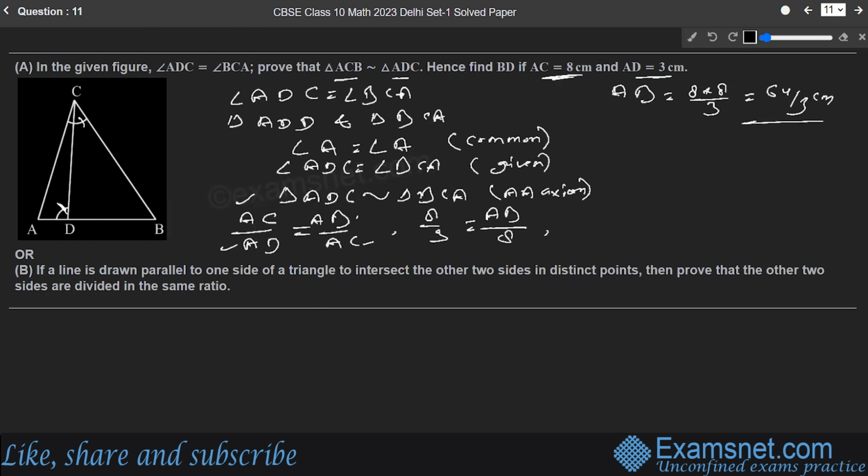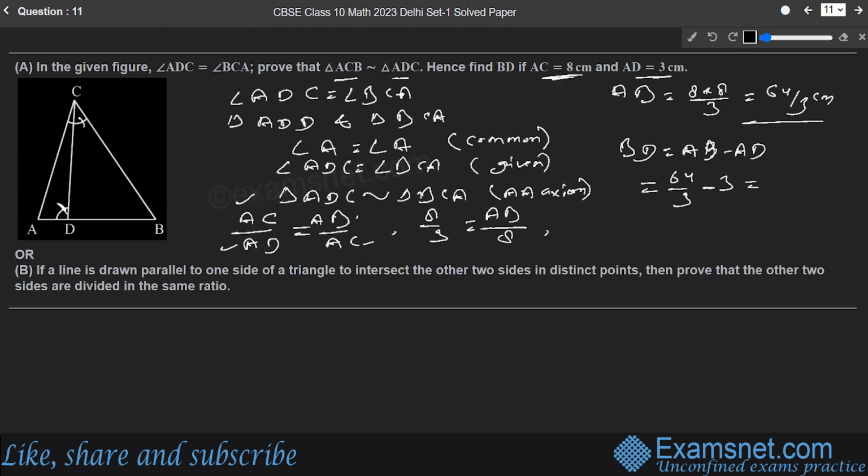Now, if you see the figure, how will you calculate BD? BD can be calculated by AB minus AD, because AB is the sum of BD and AD only. So BD can be calculated by AB minus AD. So we have the AB value now, that is 64 by 3, minus the AD value, which is already given, that is 3.